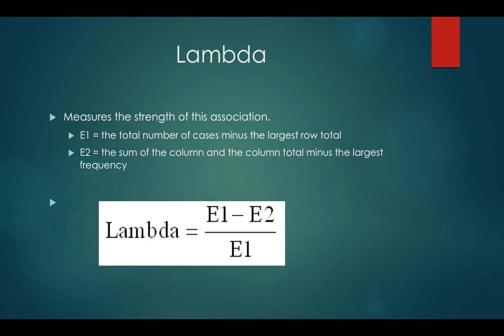Another way to calculate the strength of association of two variables is by calculating lambda. Lambda measures the proportional reduction in error obtained when the researcher uses the value of the independent variable to predict the value of the dependent variable. If there is an association between our variables, we will make fewer errors.